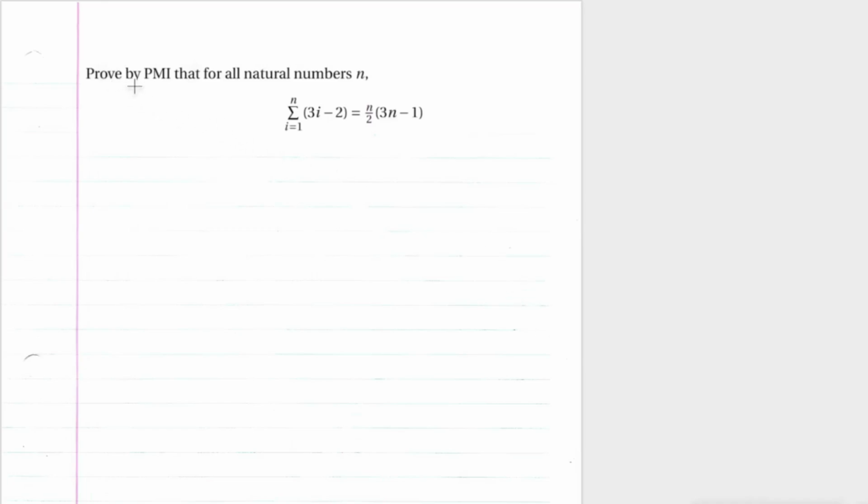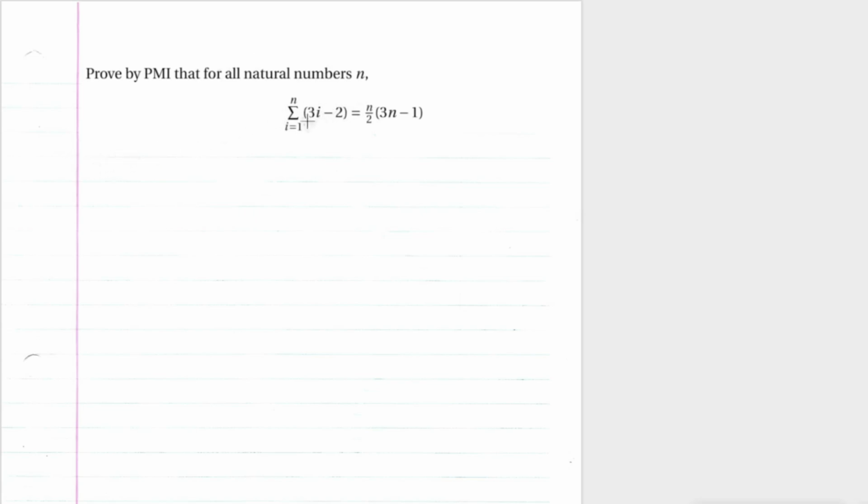All right, we want to prove by the principle of mathematical induction that for all natural numbers n, the sum from 1 to n of 3i minus 2 is equal to n over 2 times 3n minus 1. All right, so first off, what I would recommend is just rewrite this series as such.